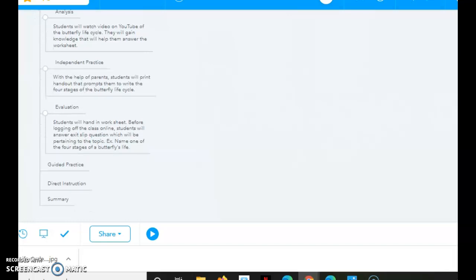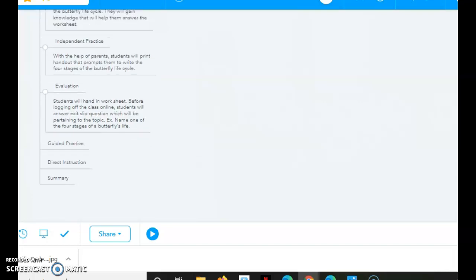They will gain knowledge that will help them answer the worksheet. Independent practice with the help of parents. Students will print out the handout that prompts them to write the 4 stages of the butterfly life cycle, which will ask them to explain each stage.